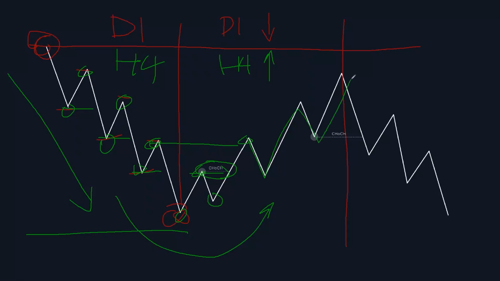So the pullback happens internally until at this point here, you can see another change of character. And this part is where you have H4 back into bearish structure and daily still remaining bearish. Okay, and this part here basically is in alignment. This part here is also in alignment.